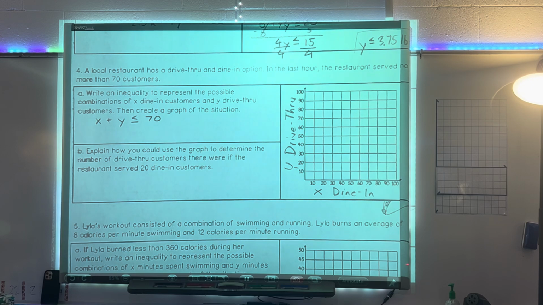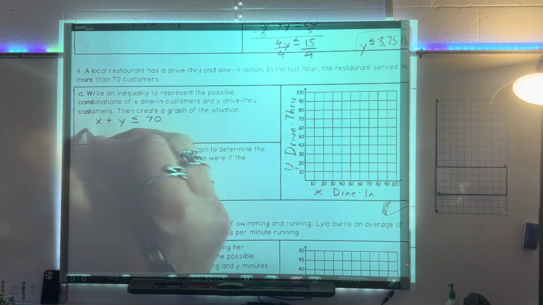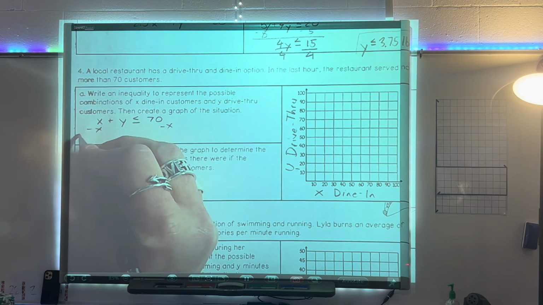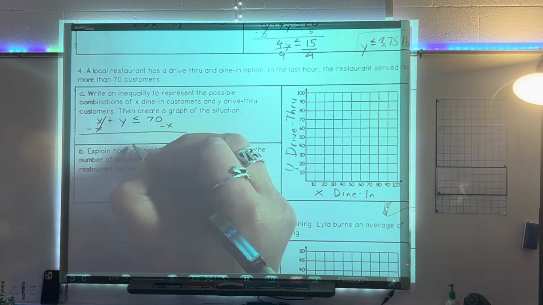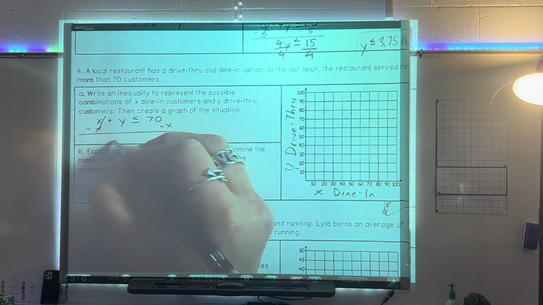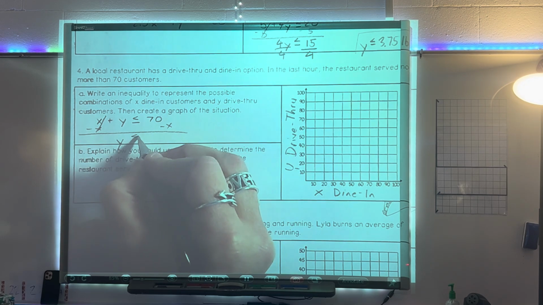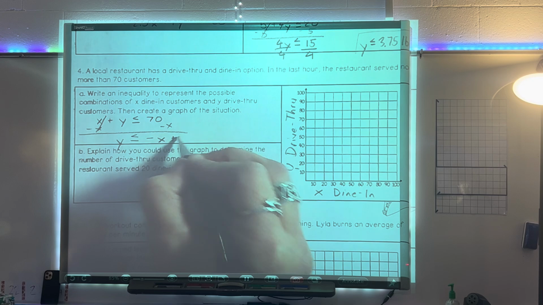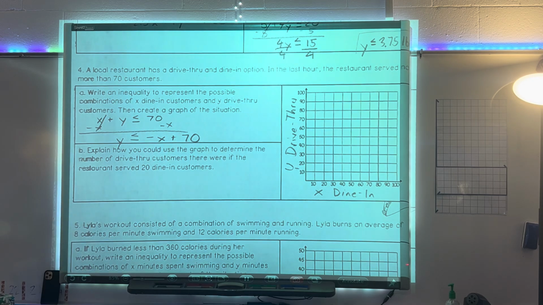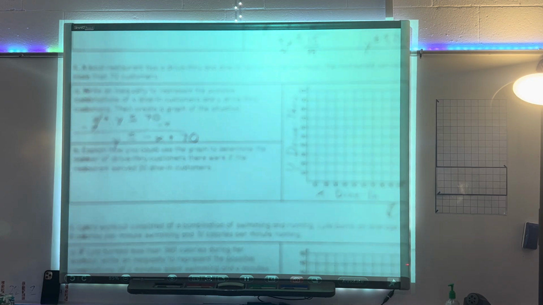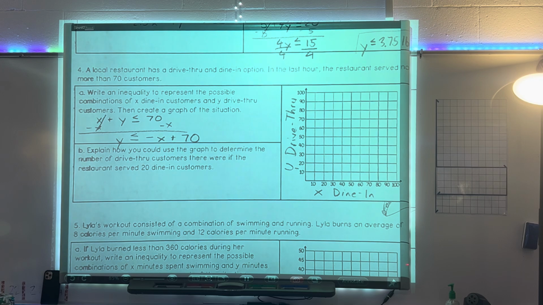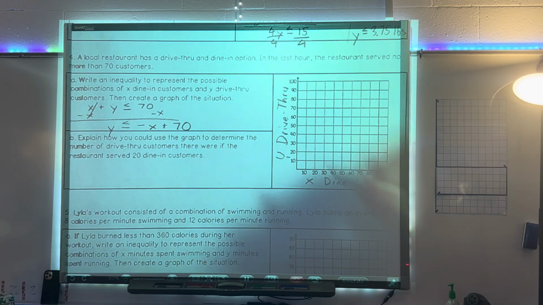What do I have to do? Subtract your X. And subtract my X off. So I end up with Y is less than or equal to negative X plus 70. Can I put that on the graph now? Yes. Okay, what do I graph first? Y-intercept. Okay, it is at 70, so that goes there.